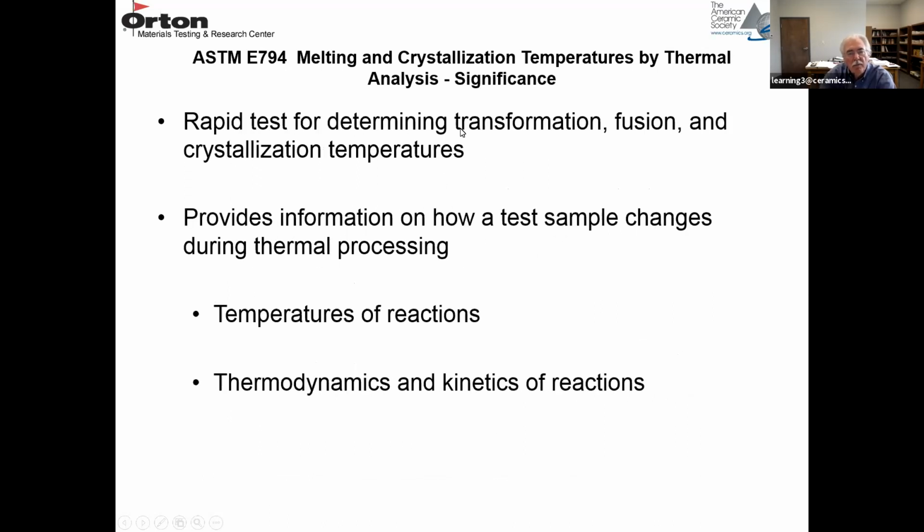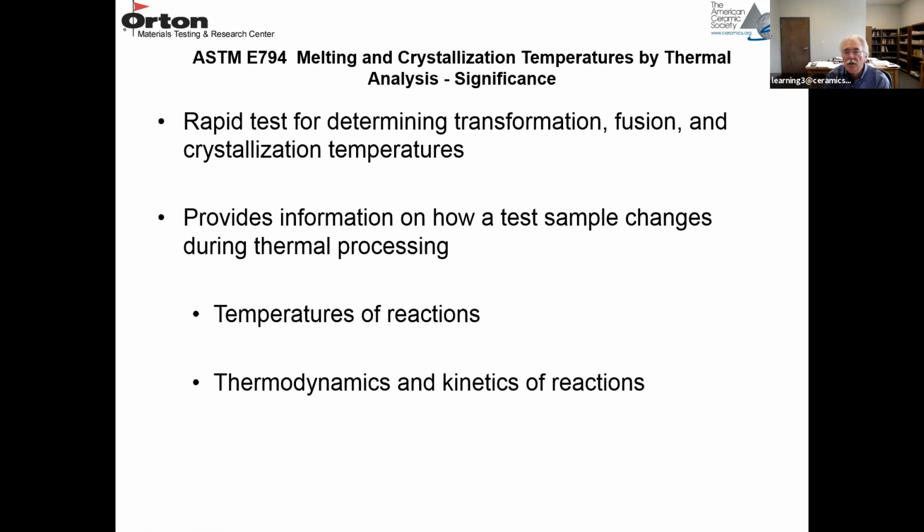So it's an important test because it's a rapid test for determining transformations, melting temperatures, crystallization temperatures. It provides information on how a test sample changes during thermal processing. So all the fired refractories are thermal processed. And a room temperature castable is going to go through a thermal process in use. So this test really can tell you a lot of information.